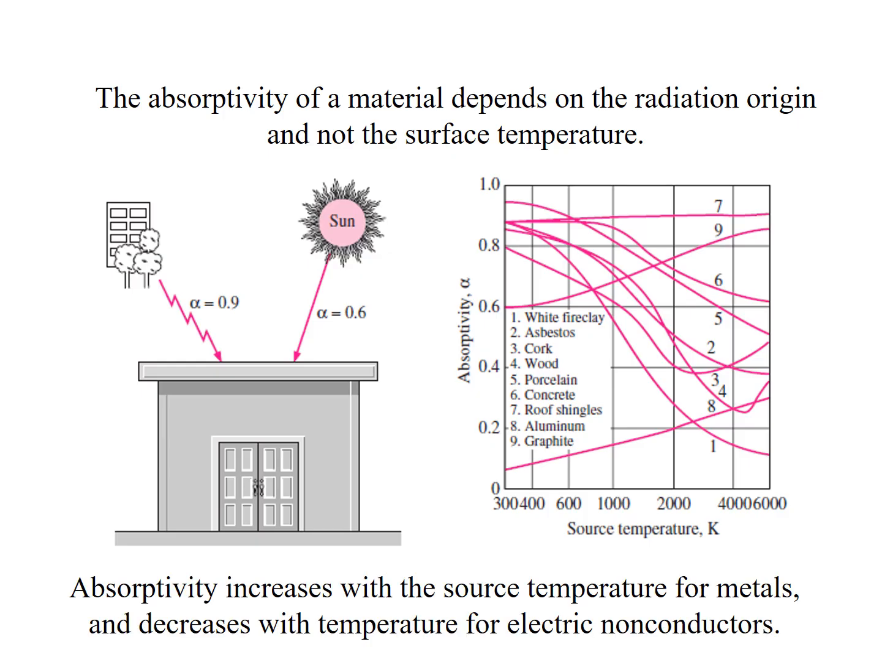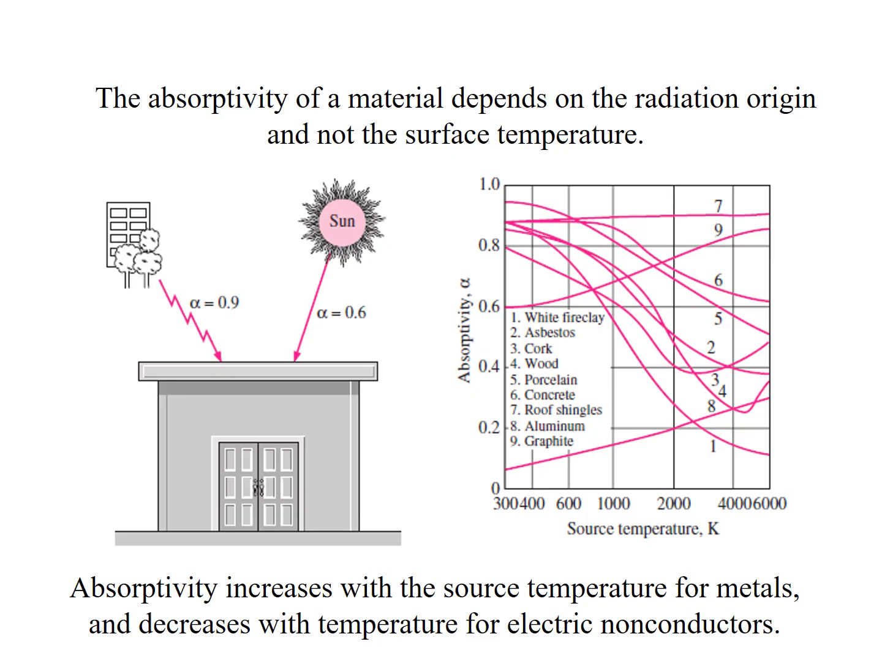We generally, when we do the comparison, notice that the absorptivity increases with the source temperature for metals. So for example, a piece of metal absorbs most of solar radiation because it is coming from a very high temperature source like the sun, but it absorbs less of, let's say, surrounding objects at room temperature. This is for the case of metals, but for the case of electric non-conductors, it's actually the opposite.